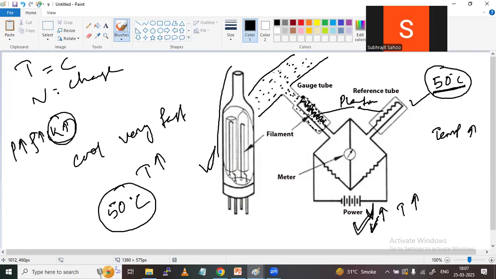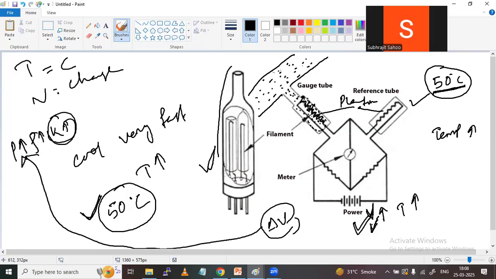Now, how much extra voltage do I give? Delta V. How much voltage change have I made so that I again reach 50 degrees Celsius? That can be used to measure the pressure here. In the previous method, I measured the pressure because of resistance changes. Now I am going to measure the pressure because of this voltage change, right? Voltage changes.